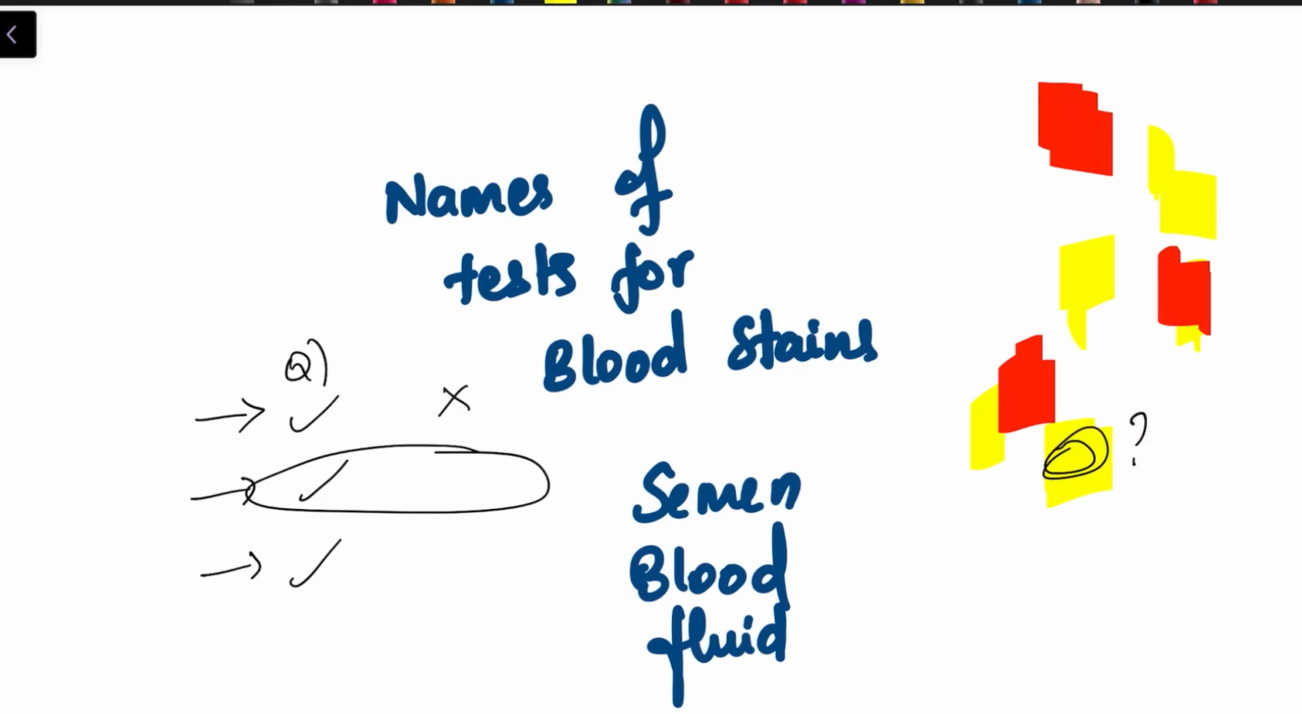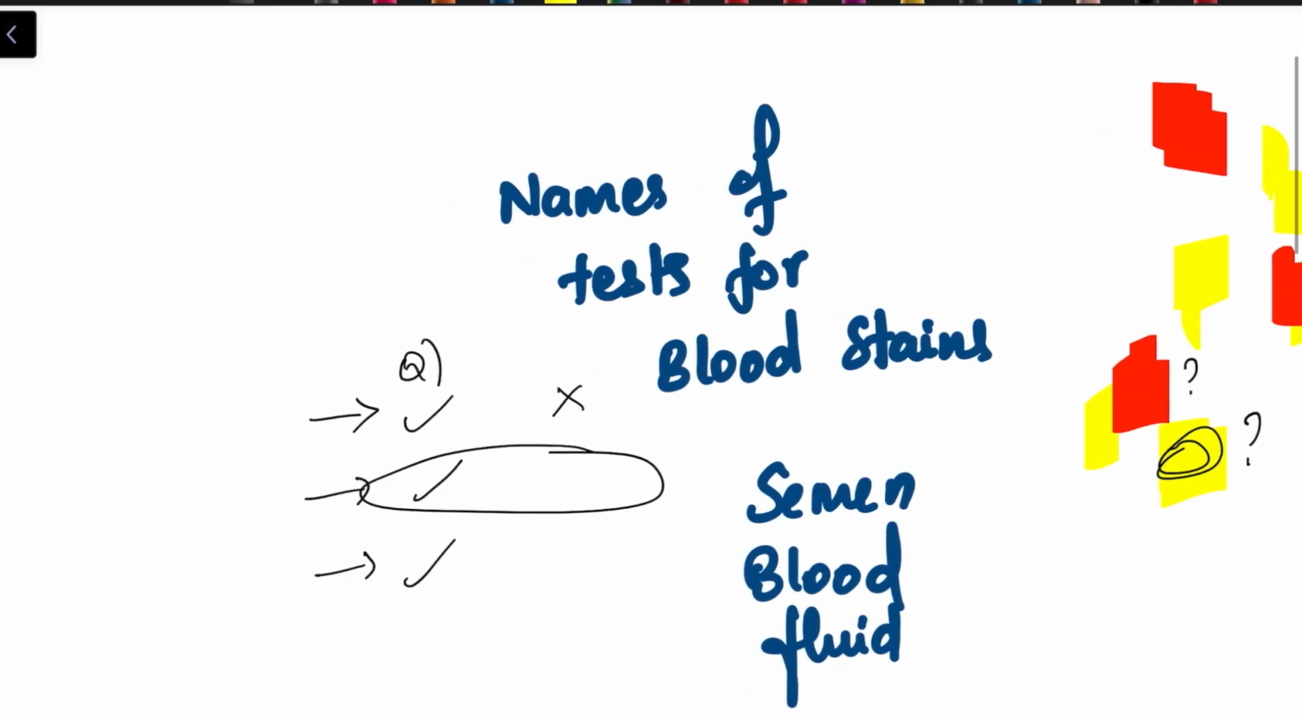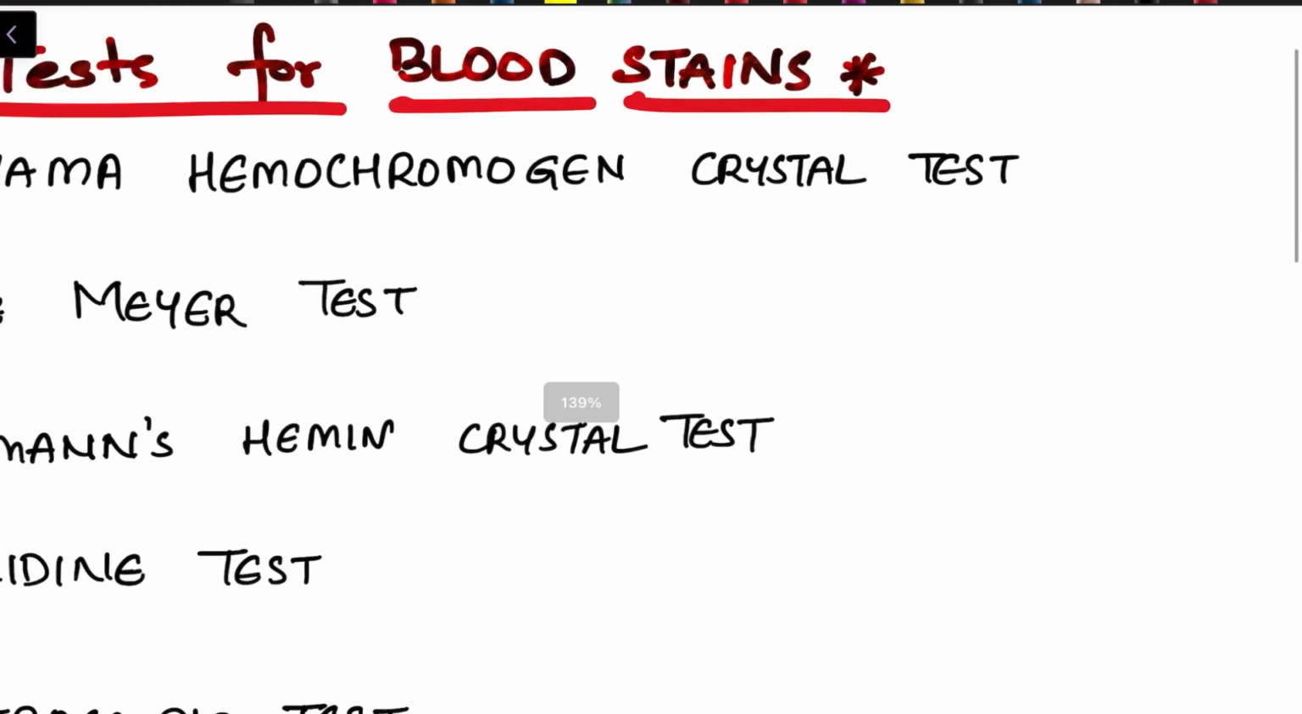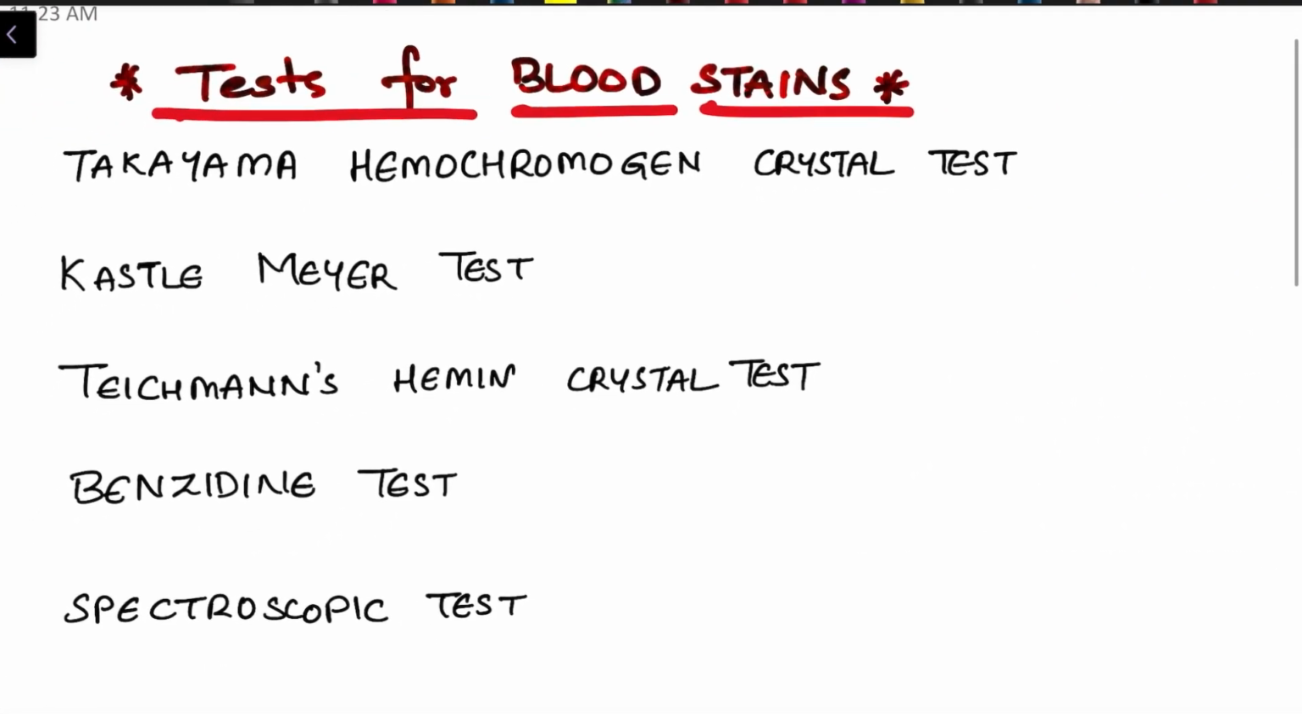To know which stain it is, we have to know at least the names and the process of the important steps. In today's video, we are going to learn about the names of tests that we do for blood stains, and we also learn the trick to remember this.